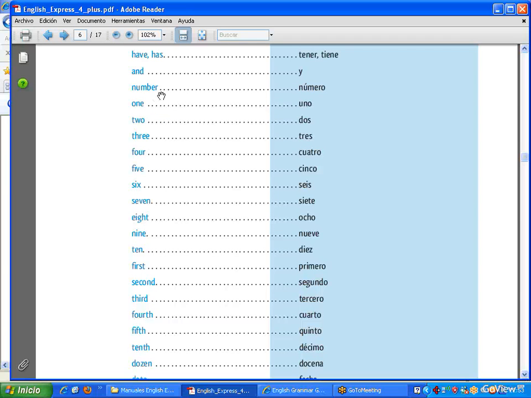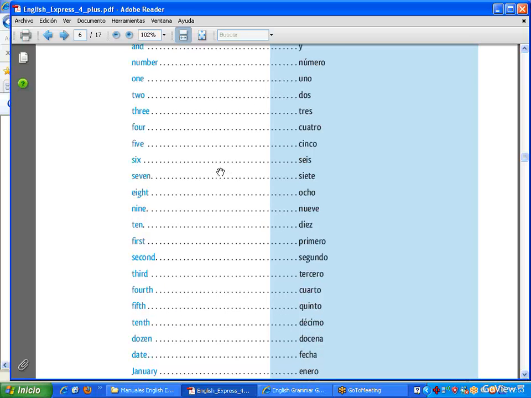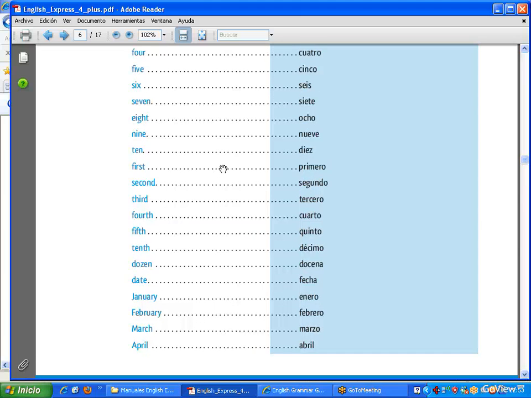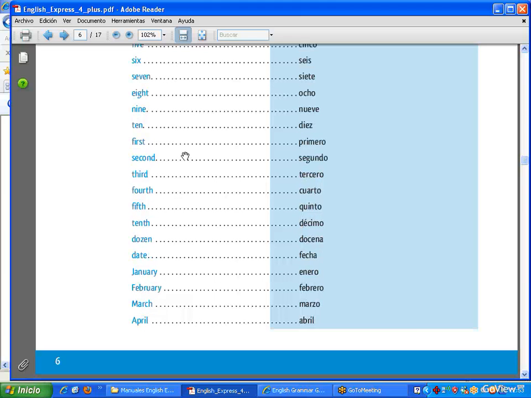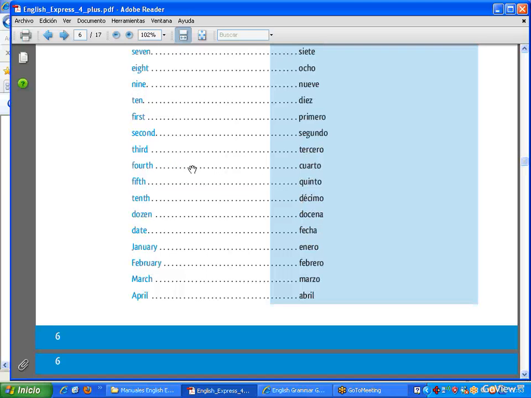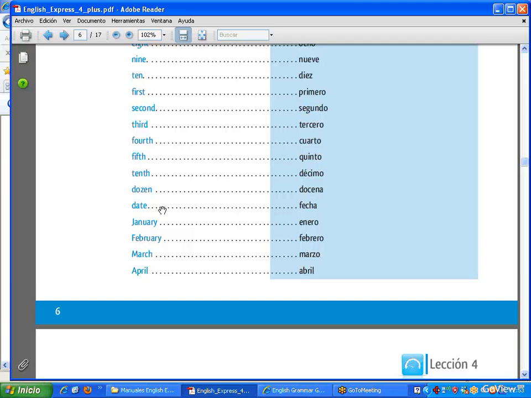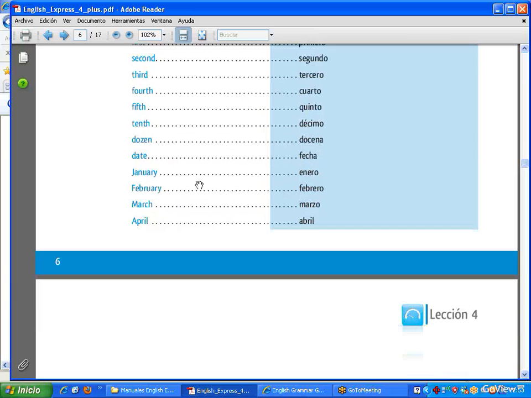And then we have number, numero, numbers. Okay, the first numbers are 1 to 10. Then we have some ordinal numbers, first, second, third. We have some examples of these. We're going to learn them in greater depth.